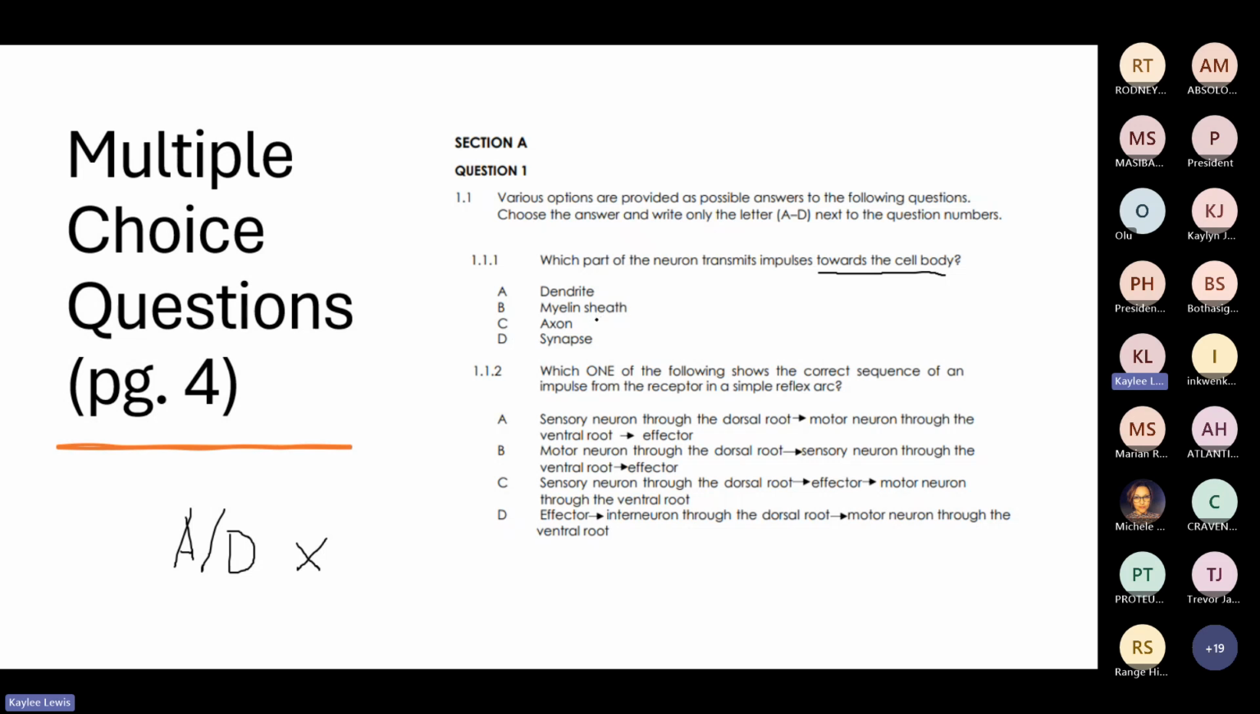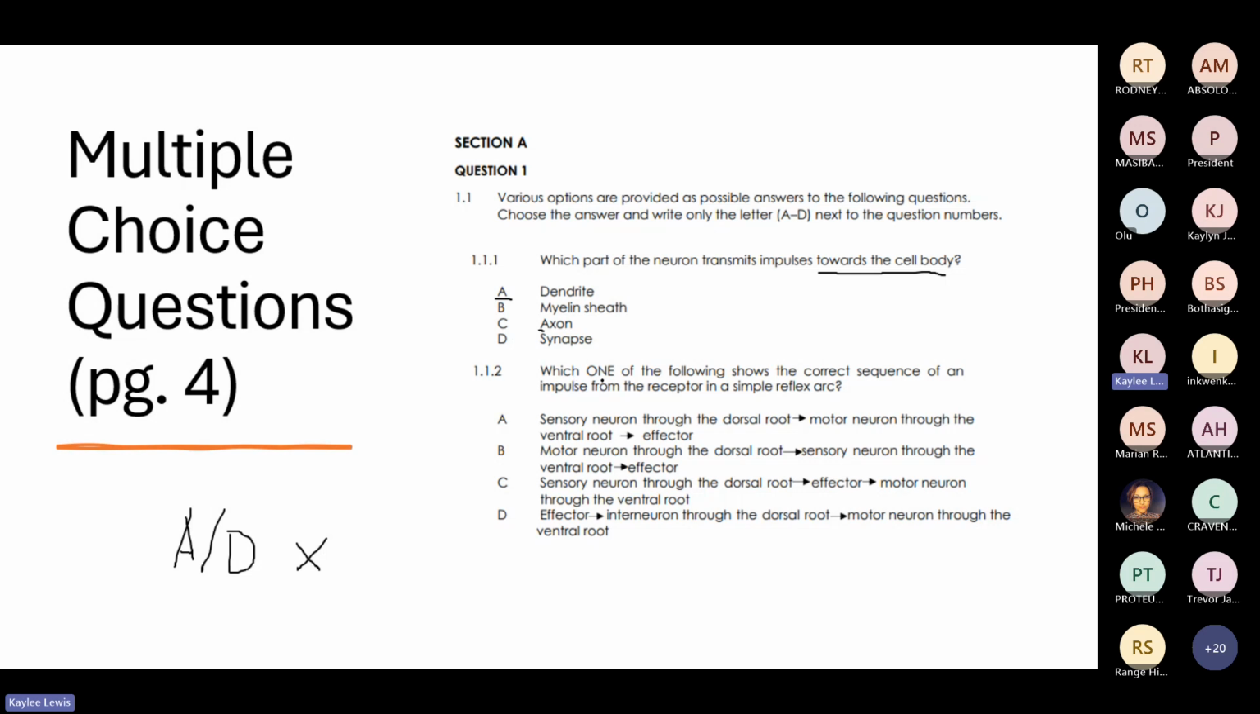Myelin sheath. Well, myelin sheath is wrapped around the axon and provides insulation and speeds up impulses. Axon takes impulses away from the cell body. So always remember A for axon, A for away from the cell body. And the question's asking towards. And then synapse, remember synapse is the gap between neurons, which allows the impulse to travel from one neuron to another. So the correct answer for 1.1.1 is A. It would be the dendrite takes the impulses towards the cell body.